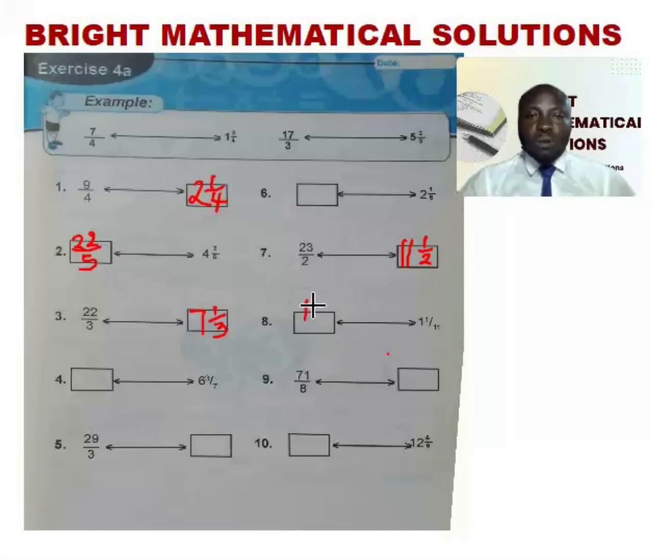So we have 12/11. We have 6 whole number, 3/7. 7 multiplied by 6, that's 42. 42 plus 3, that's 45/7. 71 divided by 8.